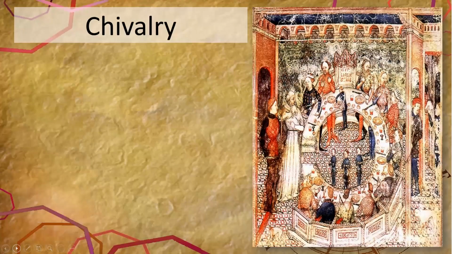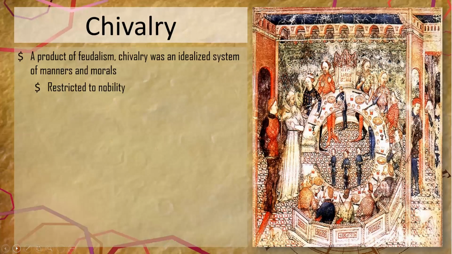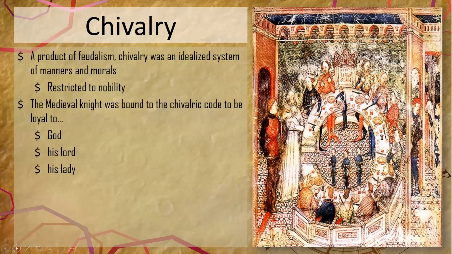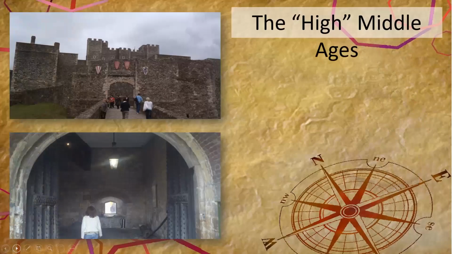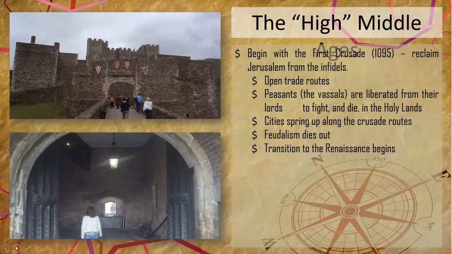Okay. Next, it is also called the age of chivalry, a product of feudalism. Chivalry was an idealized system of manners and morals restricted to nobility, and then the knights were bound to a chivalry code to be loyal to God, to his lord, and to his lady. It was the idea of politeness and benevolence.